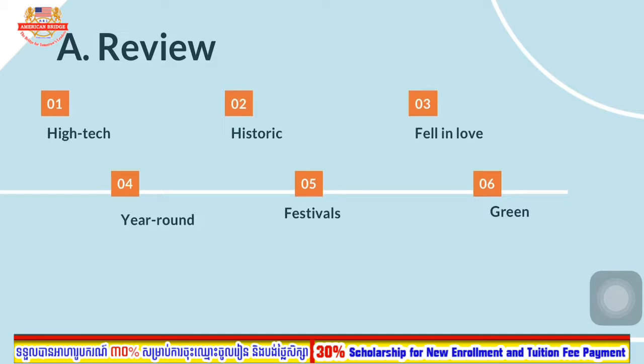Okay, good. That's all, students. Now let's read it again for you, and the teacher would also like you to repeat after me. Let's get started. High-tech, historic, fell in love, year-round, festivals, green. Okay, very good, students. Now let's move to Part B altogether.